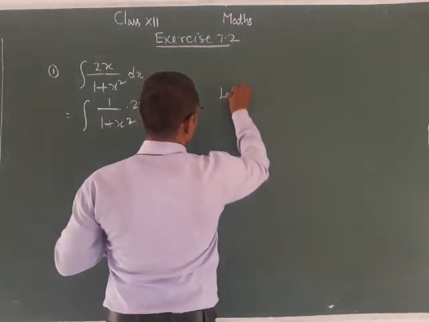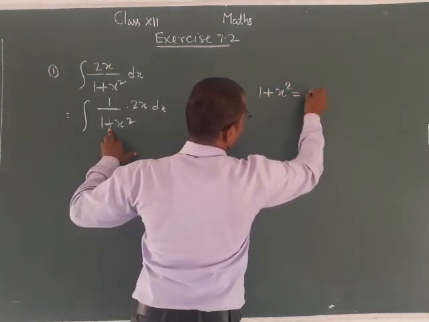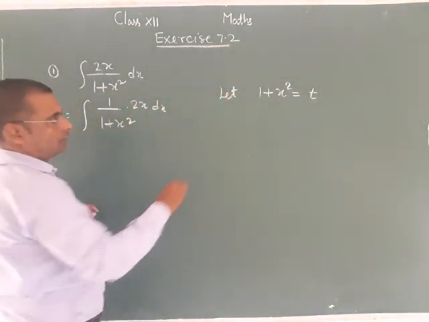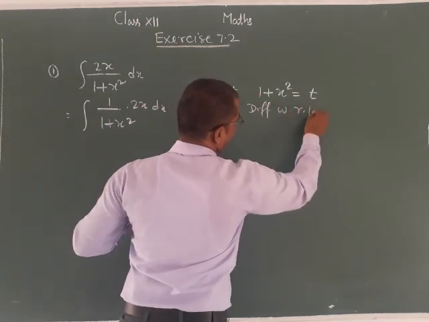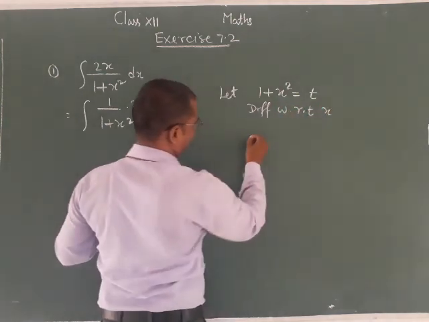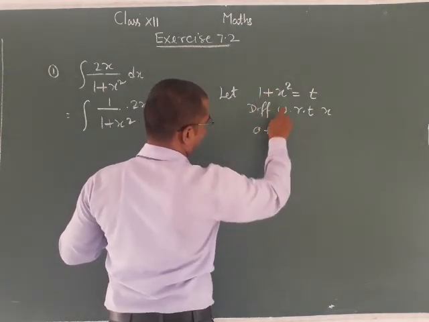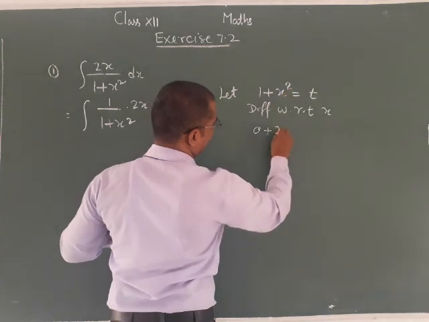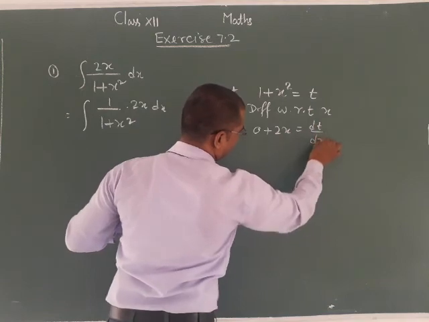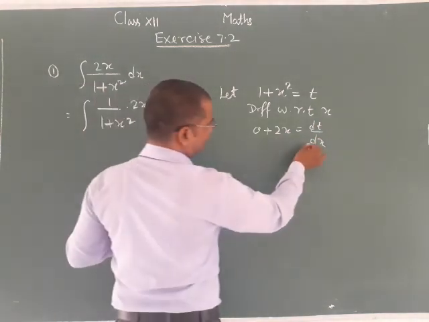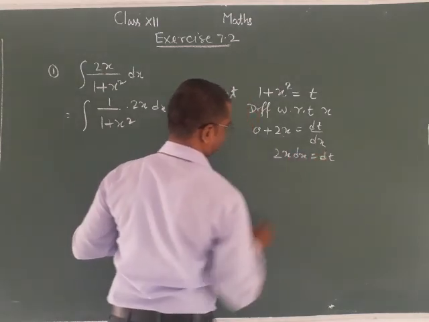let 1 plus x square be equal to t. Now differentiate with respect to x. The derivative of 1 is 0, and the derivative of x square is 2x, which is equal to dt upon dx. So now 2x dx is equal to dt.